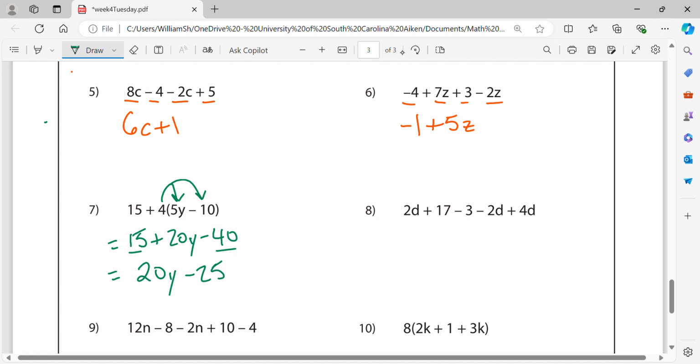Right. 2d plus 17 minus 3 minus 2d plus 4d. Okay, let's simplify the d's first. 2d minus 2d is 0 plus 4d is 4d. Okay, we can do that. 17 minus 3 should give us positive 14. We're done.